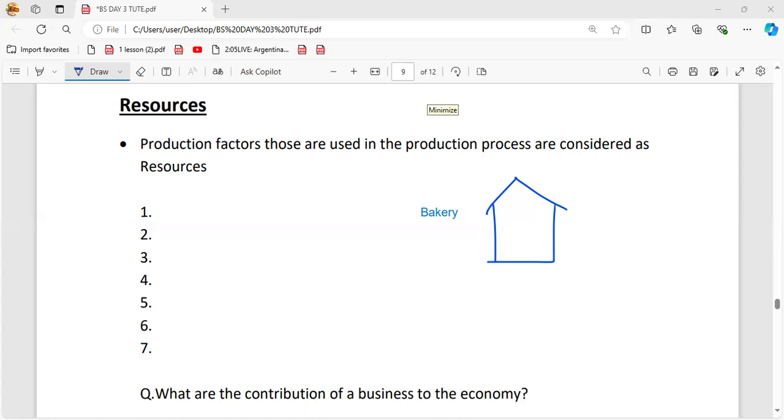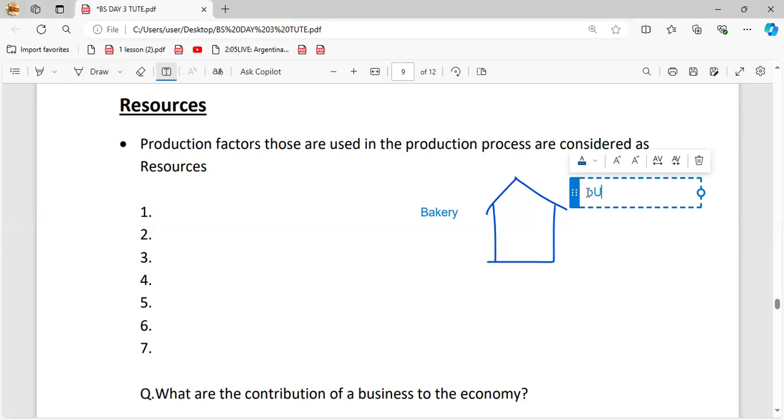So if I am having a bakery, what are the items that I am producing? For example, buns, cakes, and so many items. In order to produce those items, what are the factors that I am using?